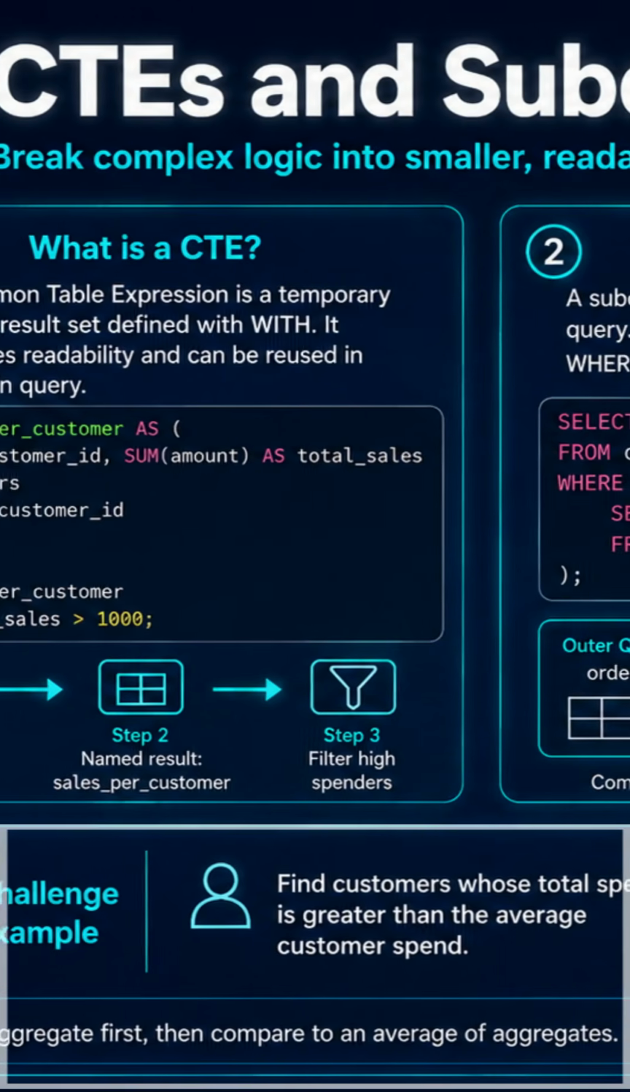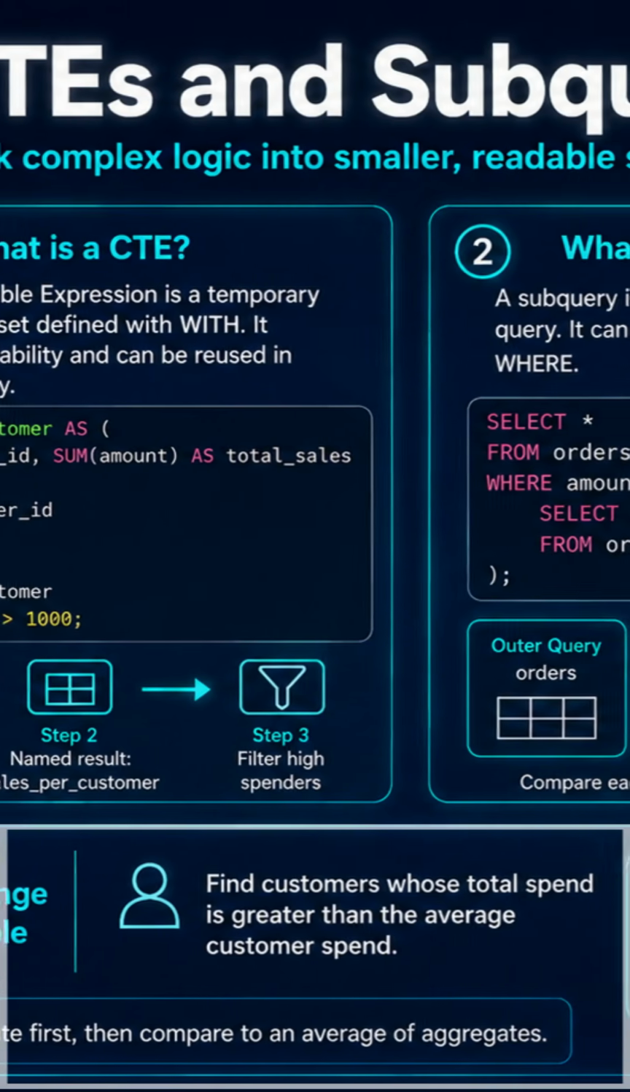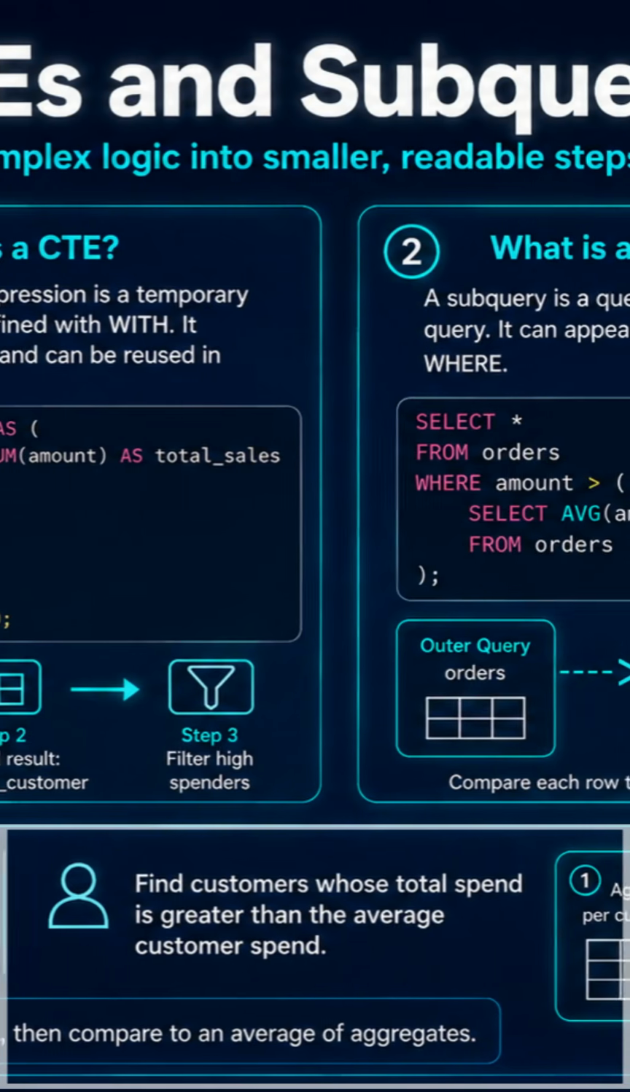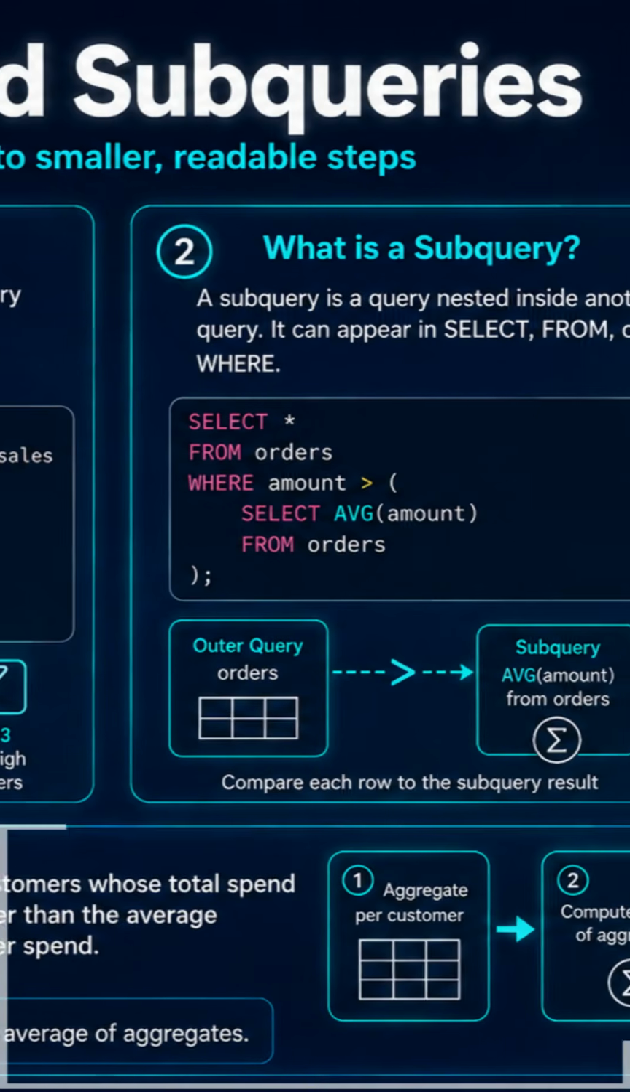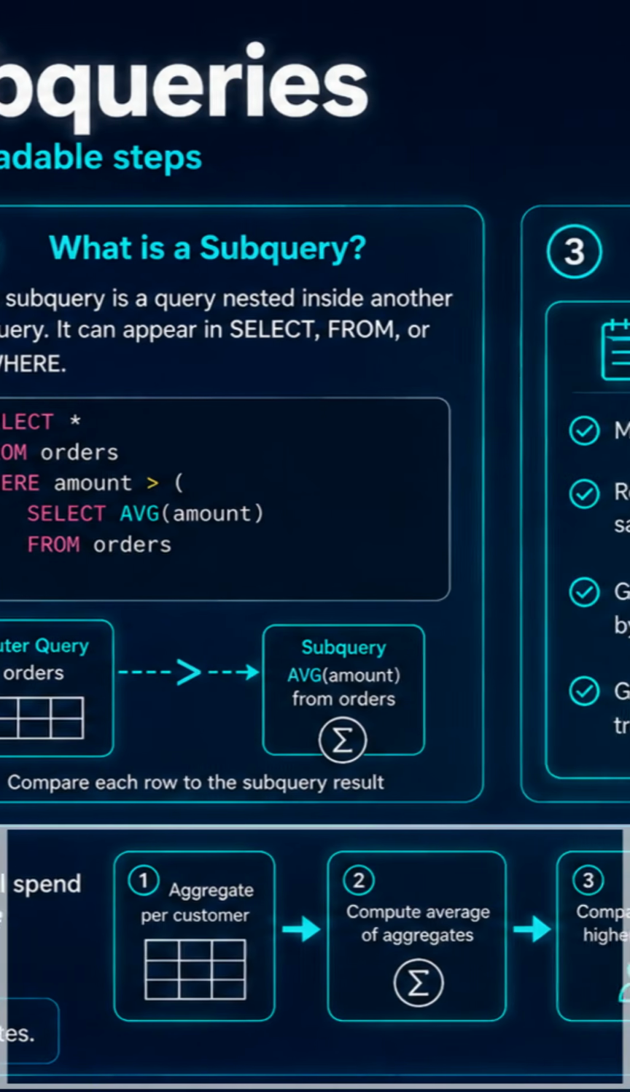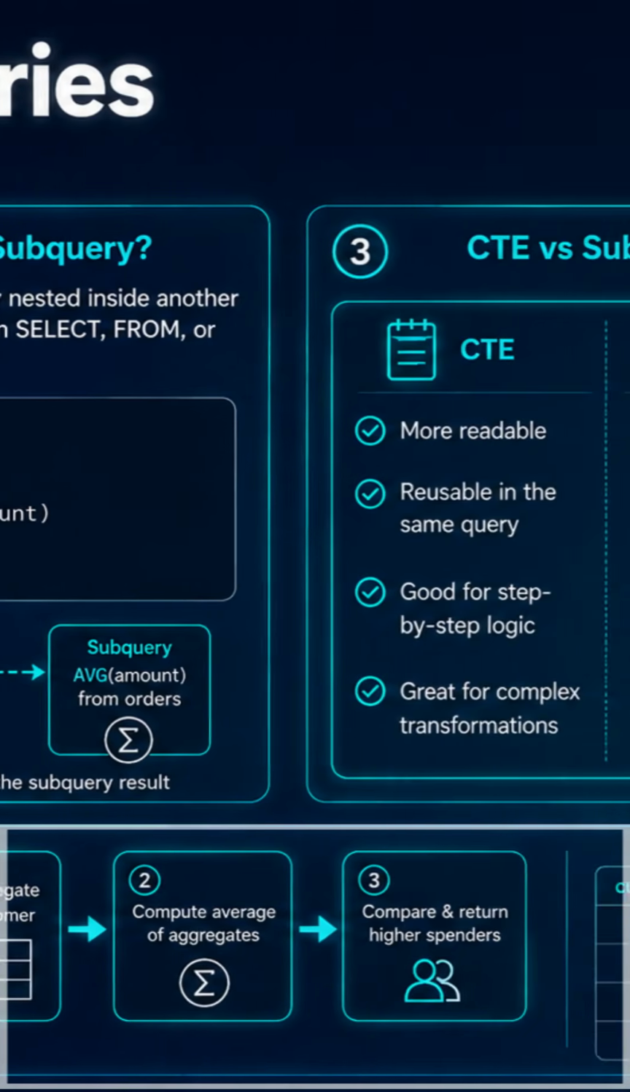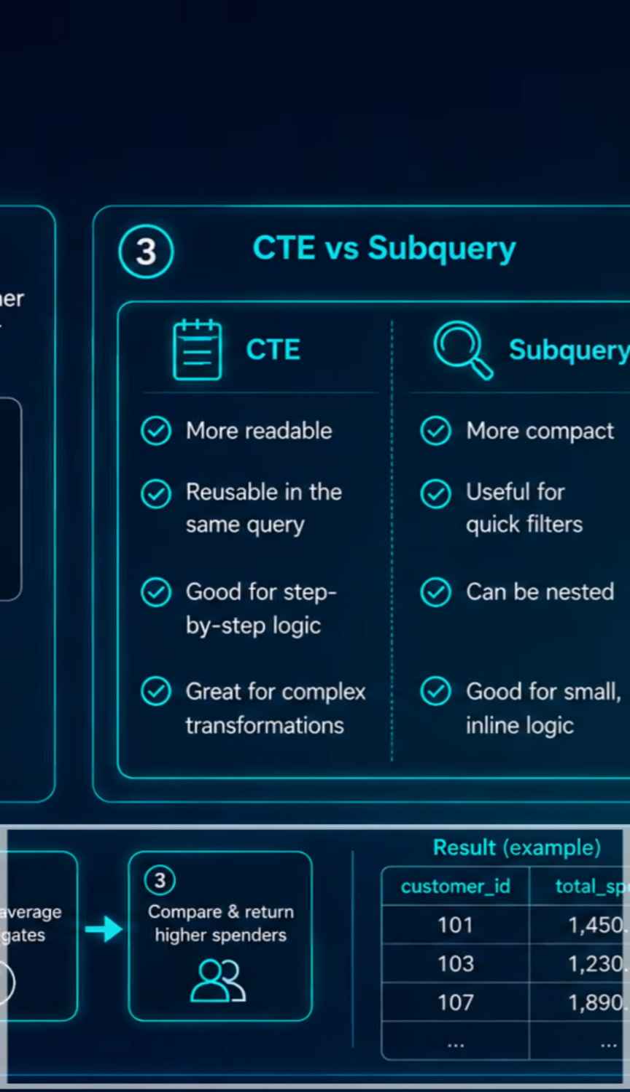Now let us finish with a challenge pattern. Find customers whose total spend is greater than the average customer spend. The key idea is to solve it in steps. First, aggregate sales per customer. Second, calculate the average customer spend. Third, compare each customer total against that average.